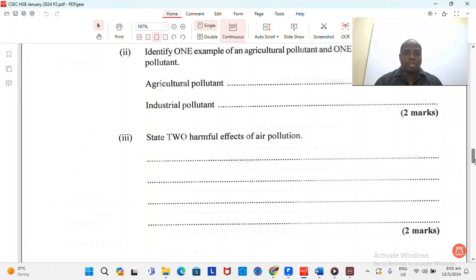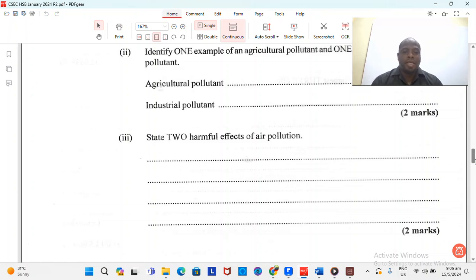So for agricultural, you can have pesticides or fertilizers. We can have fossil fuels or heavy metals for industrial, which will cause some form of unsuitable condition in our environment for the living organisms.